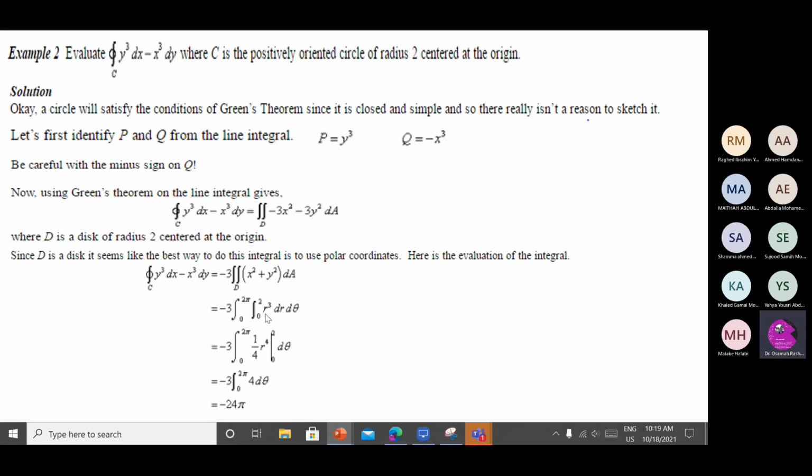And also, r changes from 0 to the radius of the circle, and theta changes from 0 to 2 pi because you go over the whole circle, right? Easy?